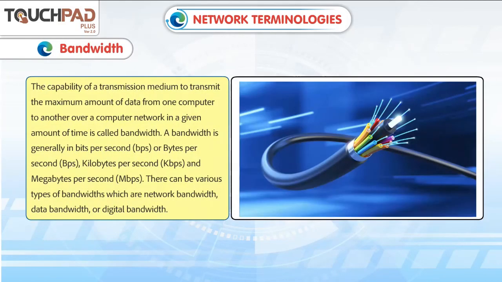Bandwidth. The capability of a transmission medium to transmit the maximum amount of data from one computer to another over a computer network in a given amount of time is called bandwidth. A bandwidth is generally in bits per second, bps, or bytes per second, Bps, kilobytes per second, Kbps, and megabytes per second, Mbps. There can be various types of bandwidths, which are network bandwidth, data bandwidth, or digital bandwidth.